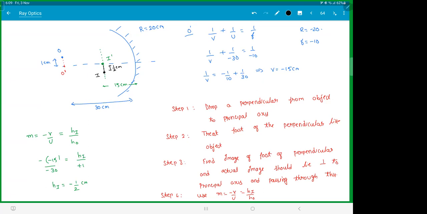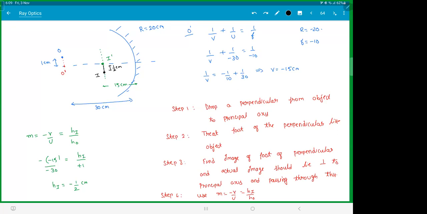Are the steps clear, what we did? So drop the foot of the perpendicular, find its image, then use magnification. It should lie on that perpendicular line. If you got plus half, then it would have been on the upper side. Since you got minus half, it is half centimeter below the principal axis. Is this logic clear, everyone? Do have a look at this. Please ask me if you're confused with the steps. Anyone not convinced with any particular step, please ask me.